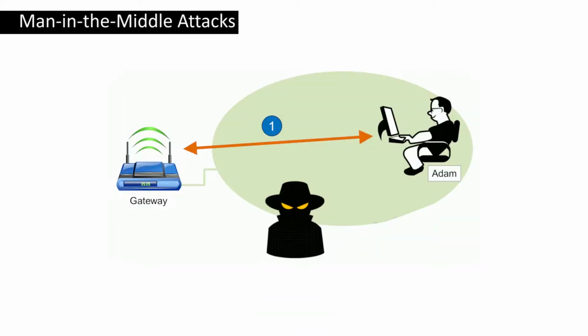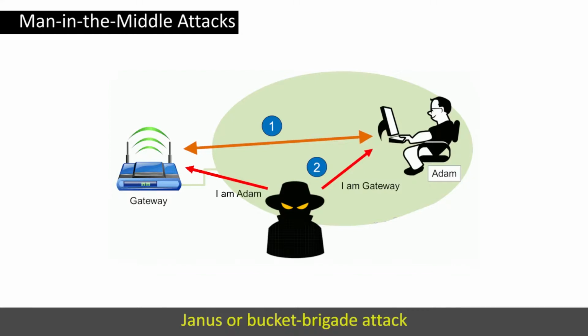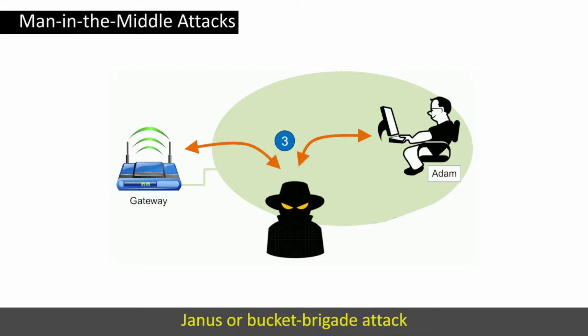Next, man-in-the-middle attacks. This is an active eavesdropping attack where the attacker independently connects with the victim and replays the messages between them. This type of attack is also known as Janus attack or bucket brigade attack. It makes the users assume that the contact between them is private.